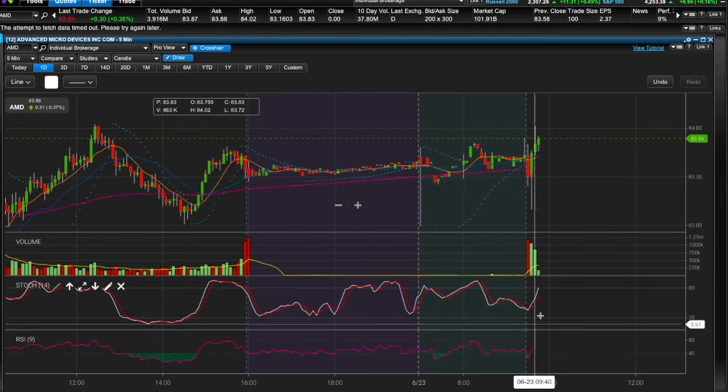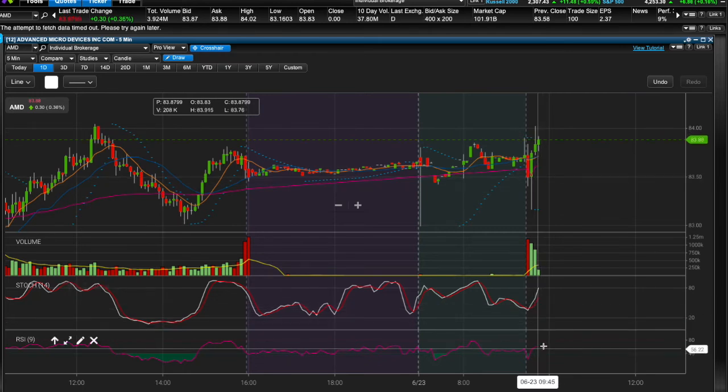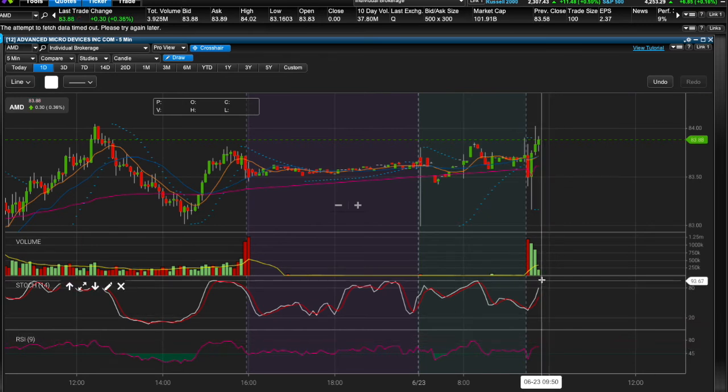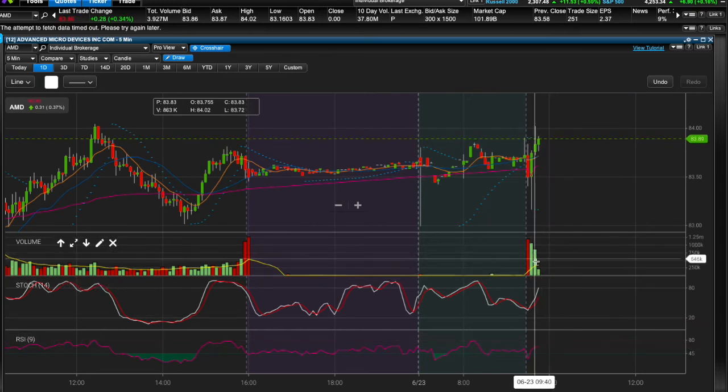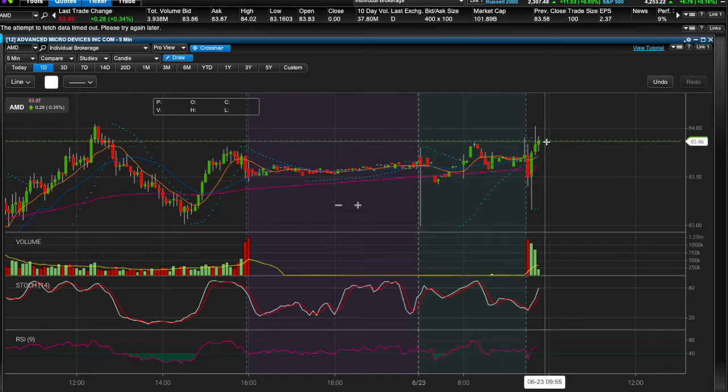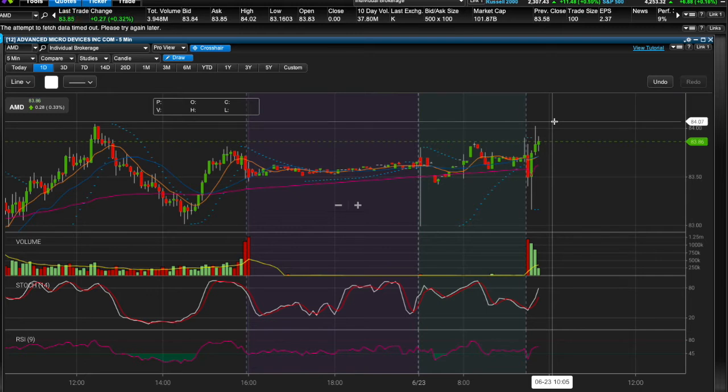Stochastics is looking good. RSI is starting to curve over. But we're dying off on the volume, so if anything, we'll maybe run a little sideways. Hopefully we can get a push in the market, maybe a flag pattern, and break above the current price. I'm trying to make a run. I'd like to see 84. I would love to see 85 today.